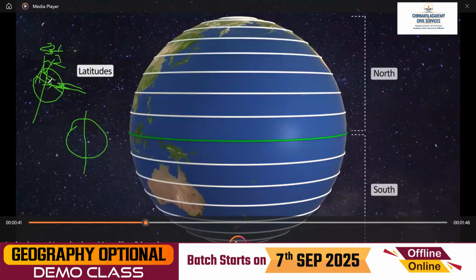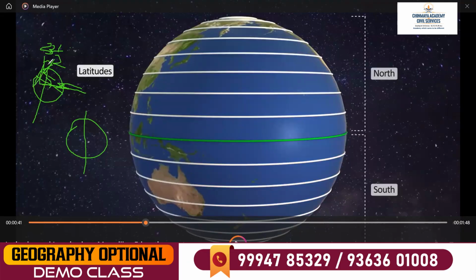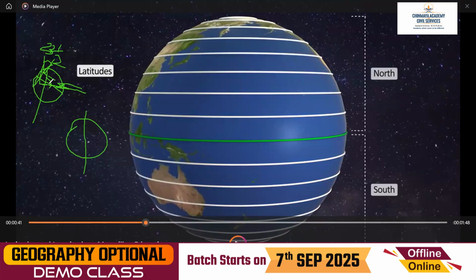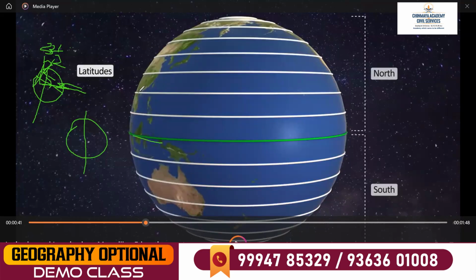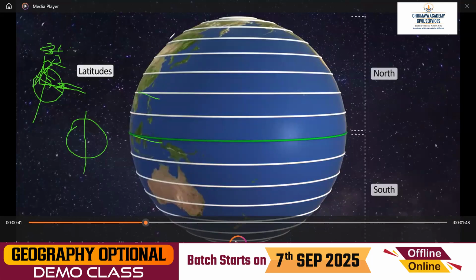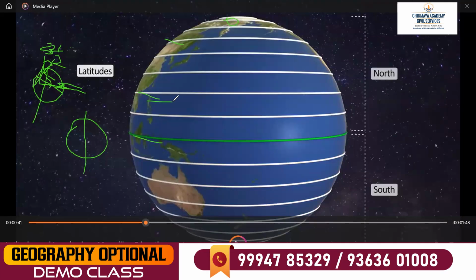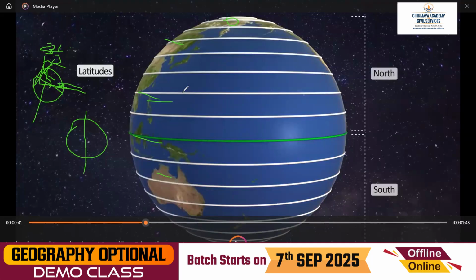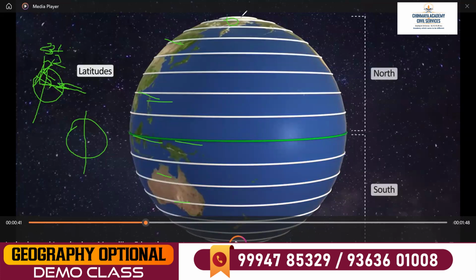So it is totally 90 degrees. Here it is 23.5 degrees. This side is 66.5 degrees. This is the concept. Whenever we refer to the pressure belts, equatorial low pressure belt, subtropical high pressure belt, subpolar low pressure belt, polar high pressure belt, we refer to the Tropic of Cancer, Tropic of Capricorn on this side, then the Arctic Circle, Antarctic Circle, Equator, North Pole, South Pole, like that we refer.